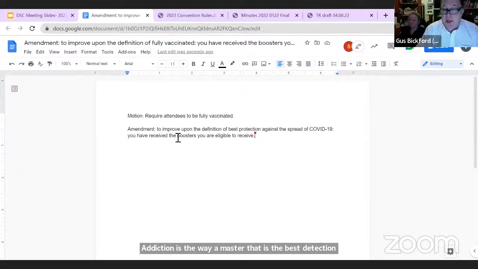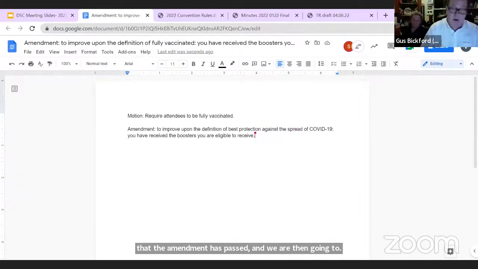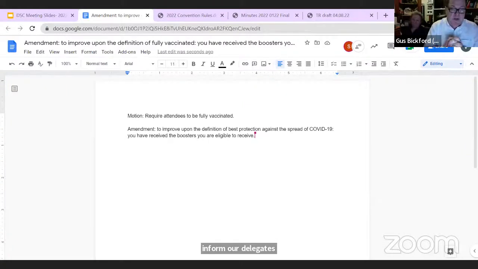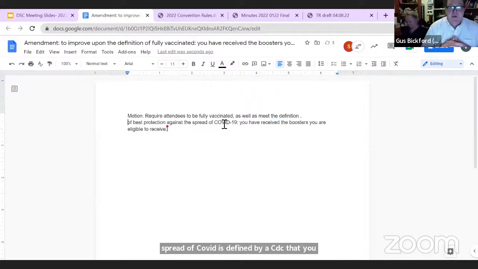Okay, I'm going to close this vote, and I'm going to rule that the amendment has passed. It seems like we've got a move here, which the staff's going to have to work on to figure out how to best inform our delegates, our convention attendees. So should we go right to a vote of the initial motion? Could you state the initial motion again? So it is require attendees to be fully vaccinated, as well as meet the definition of best protection against the spread of COVID as defined by the CDC, that you have received the boosters you are eligible for.